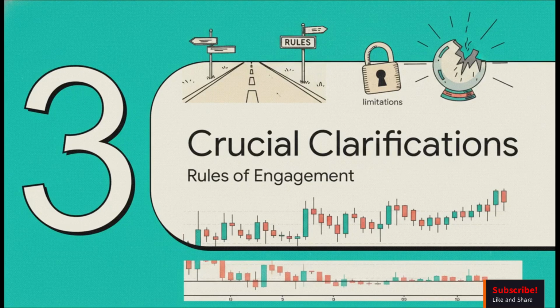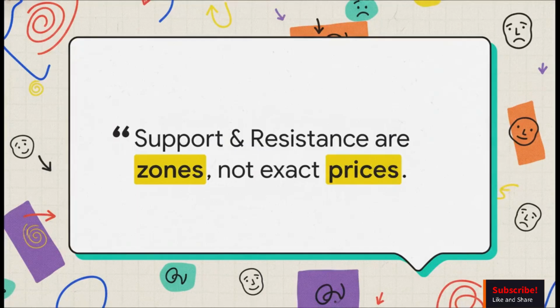Now hold on, before we go any further, we have to talk about some really crucial rules of engagement here. Because spotting these levels is one thing, but knowing their limits, that's just as important. This is not about finding some magic crystal ball. This might be the single most important thing to remember. We're not talking about some laser-precise, single price point. Markets are messy. They're driven by human beings. So you have to think of these as broad areas or zones where a reaction is likely to happen, not an exact price down to the penny.